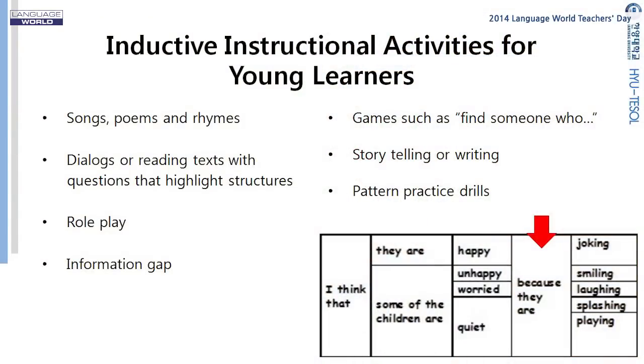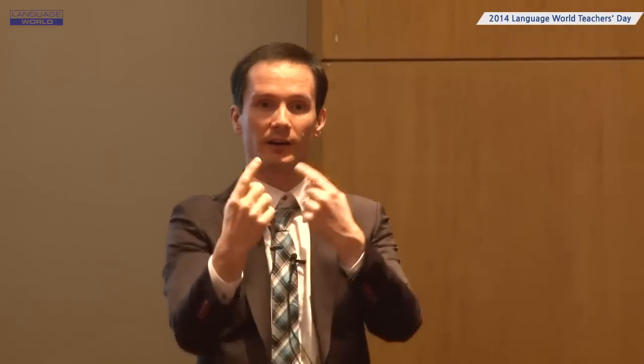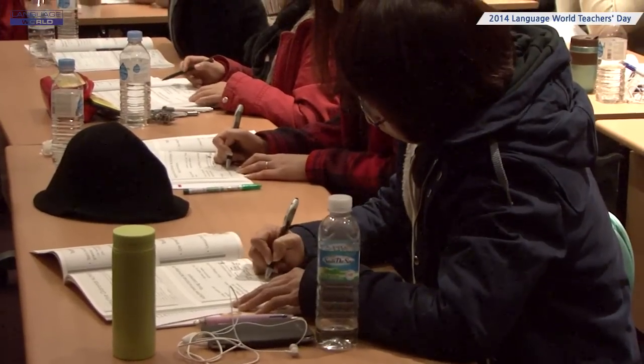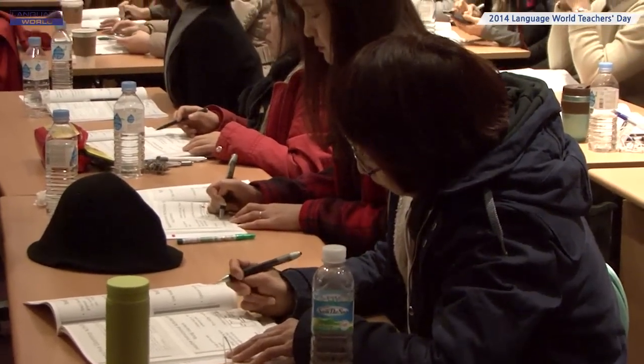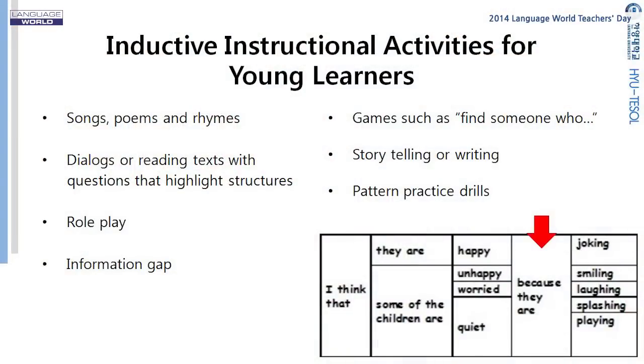Information gap is an activity where I have some information and you have other information, and I have to talk to you to get yours and you have to get mine, right? So maybe we're trying to figure out a schedule. You have half of the schedule, I have the other half, and then we talk so that we both understand the whole schedule. That would be an information gap. And you could do an information gap that focuses on a particular feature of the grammar and get them to pay attention to that. Games like Find Someone Who.